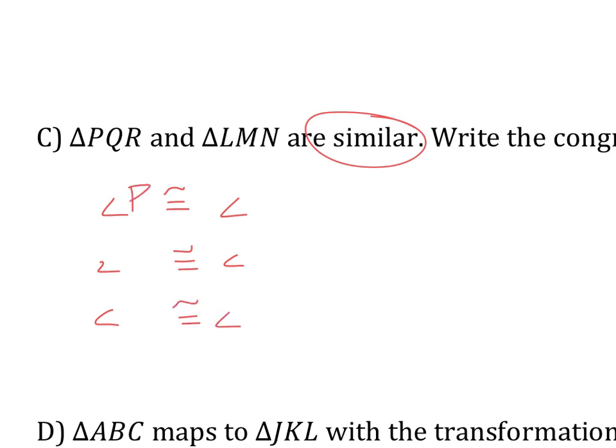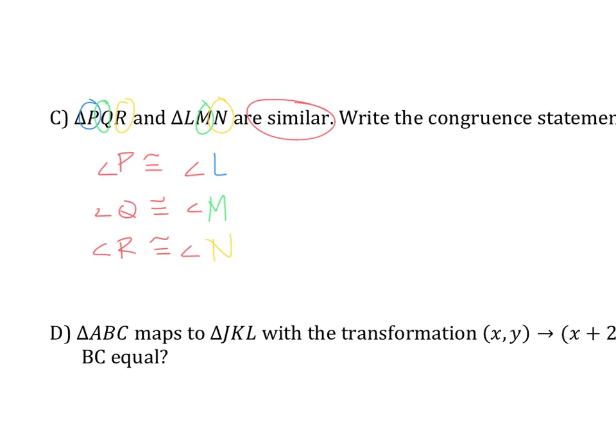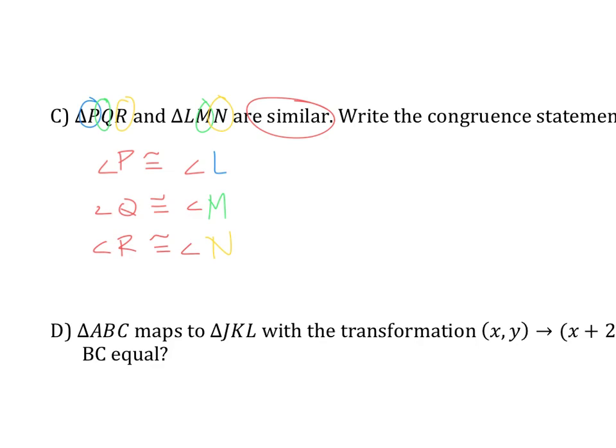And so in this case, we have three angles. First one is going to be angle P, Q, and angle R. And since P is the first one on the left, it's going to be congruent to angle L. Q is the middle one, so that's congruent to angle M. And R and N. And that would be it. Those are the only things we can tell that are congruent because those are the only angles.